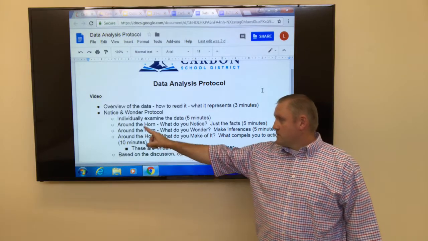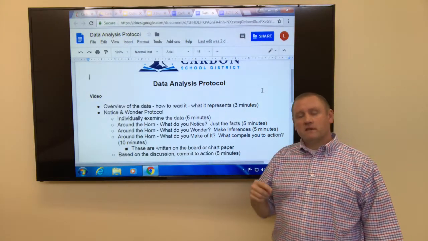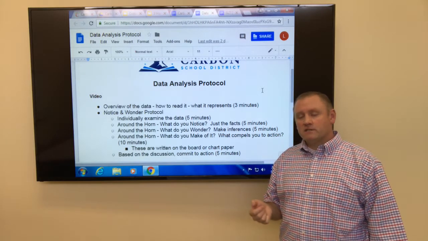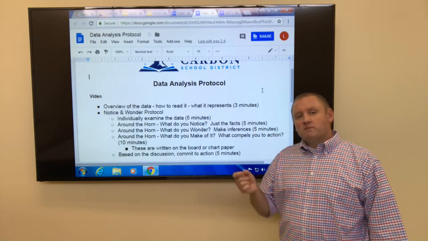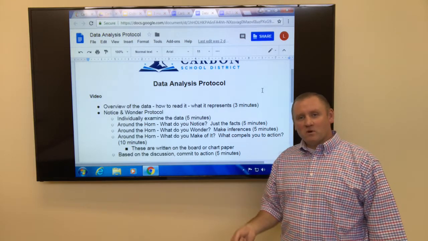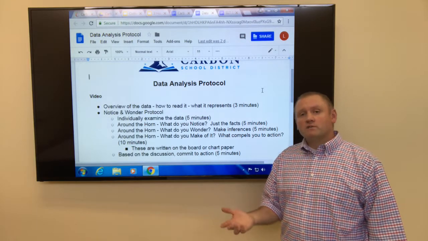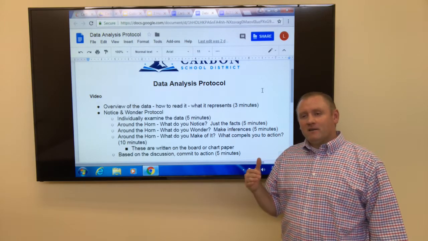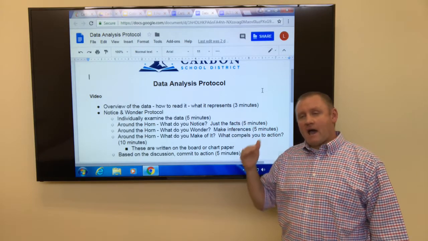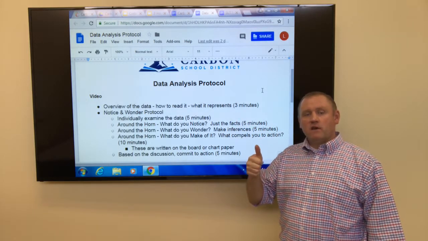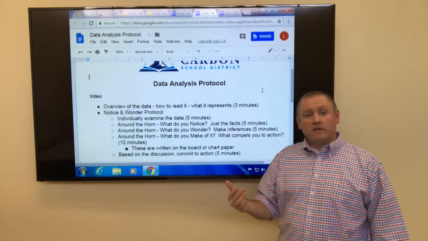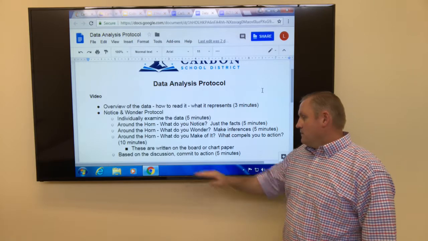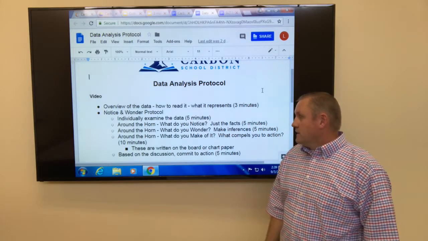And notice this, where it says around the horn. Around the horn just means that you take turns. Everybody takes a turn answering the question. And nobody speaks twice until everybody has spoken once. This ensures that all voices are heard, and our accuracy in basing our beliefs on accurate information increases when we are doing that collaboratively, when we hear everyone's voices. So we want to make sure that we do that. And then based on that discussion, we're going to commit to action.